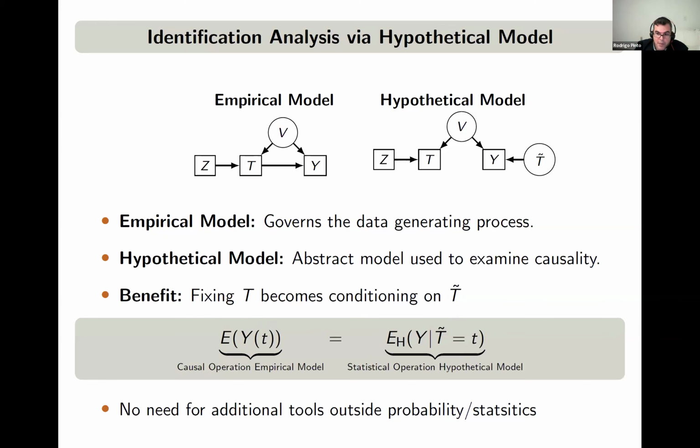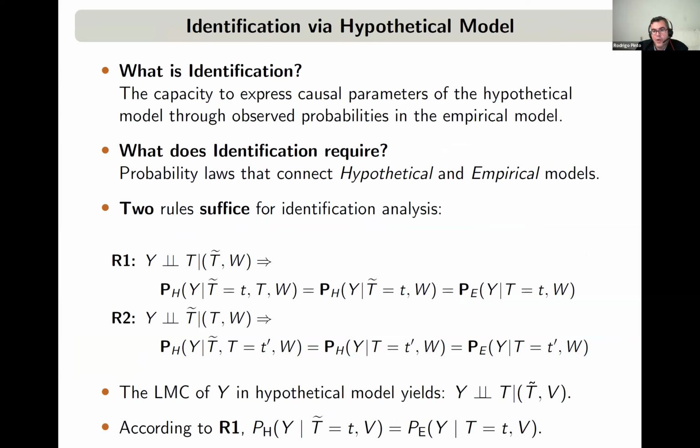However, it creates another problem. How am I going to identify causal effects? Well, to identify causal effects, I need a rule to connect the empirical model with the hypothetical model. It turns out that in other papers, we show that we only need two rules that connect these two models. And these two rules use a conditional dependence relationship.